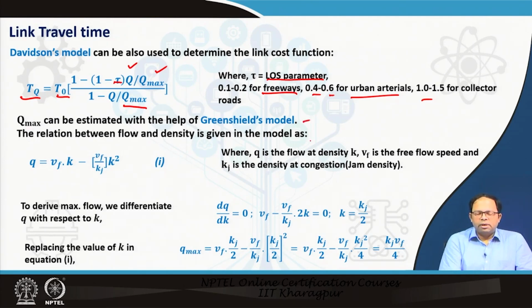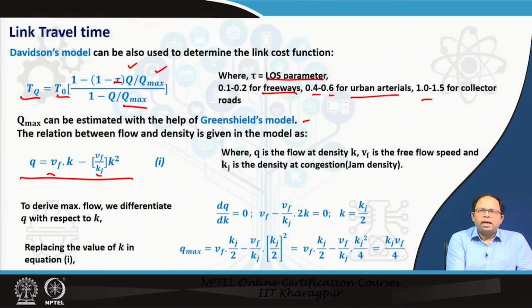and density is given in the model as this. This is the relationship between flow and density. So Q is the flow at density K, Vf is the free flow speed, and Kj is the jam density or the congestion density. So this is the particular formula that is being used. As you can understand, if I want to find Qmax, that means I have to find at what value Q becomes max.